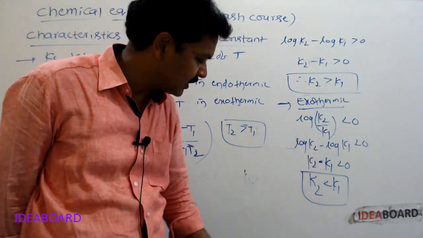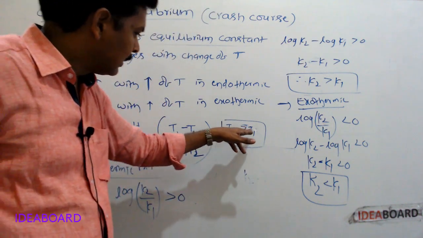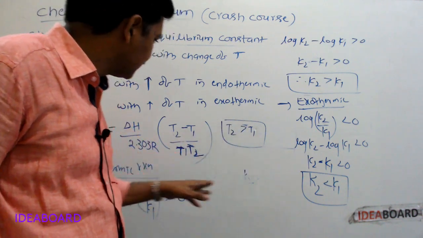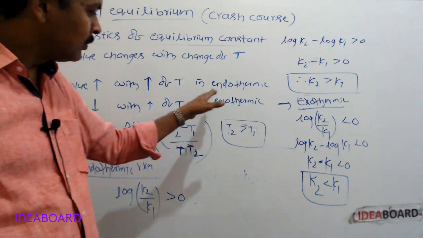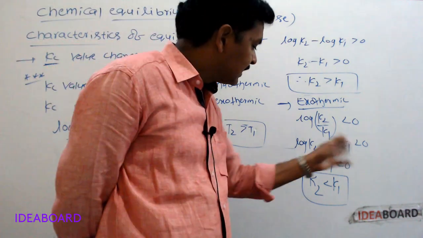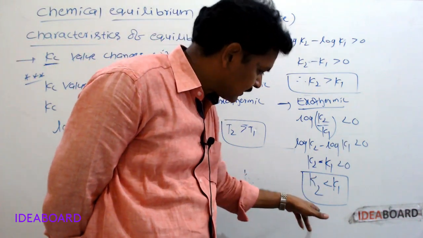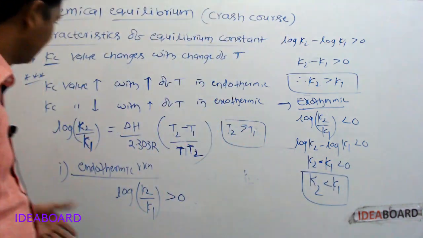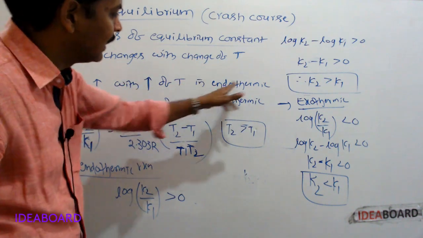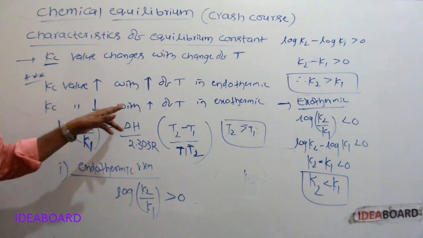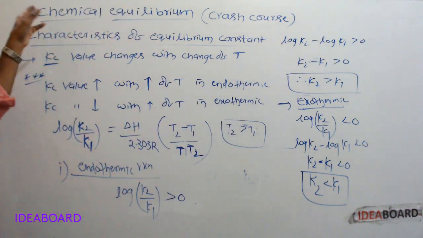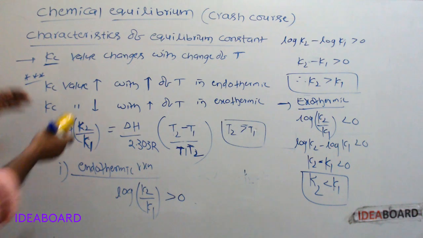Here T1 is the lower temperature and T2 is the higher temperature. At T1 Kelvin temperature, the equilibrium constant is K1. At T2 Kelvin temperature, the equilibrium constant is K2. So by increasing temperature, the equilibrium constant decreases. That's why K2 is less than K1. Otherwise, just remember this: Kc value increases with increasing temperature in endothermic reactions, and Kc value decreases with increasing temperature in exothermic reactions. These are the characteristics of the equilibrium constant.